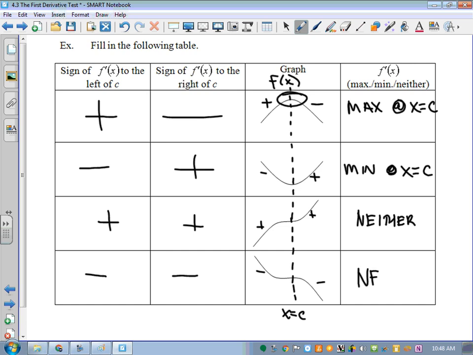And I shouldn't say always decreasing. It could still have a slope of 0. It does at this point. But because the derivative isn't changing signs, the function does not have a maximum or a minimum.